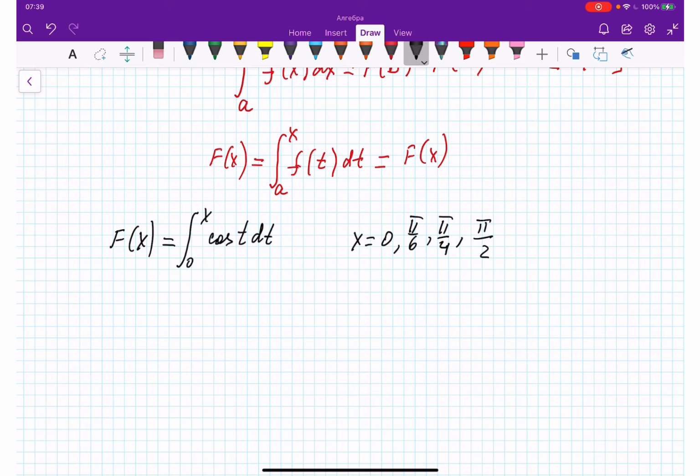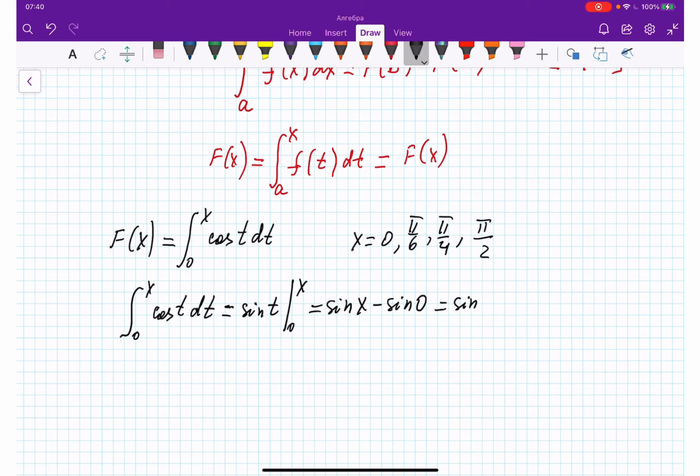So the integral from 0 to x of cosine t dt is equal to the integral of cosine. We know it's a sine, right? Sine t from 0 to x, and it's going to be equal to sine x minus sine 0, which is equal to sine x. Now let's apply this x.